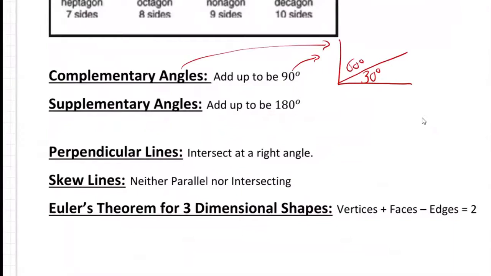And then supplementary, they make 180. So they make a straight line. Say like maybe one of them will be, I don't know what that is, maybe 50 and the other's 130. So those would be supplementary angles. They together make 180, make a straight line. So that's the main theme for today: complementary angles and supplementary angles. Angles that add to be 90, angles that add to be 180.